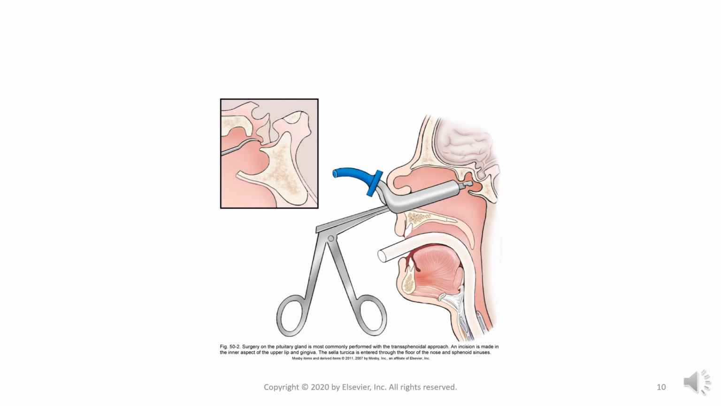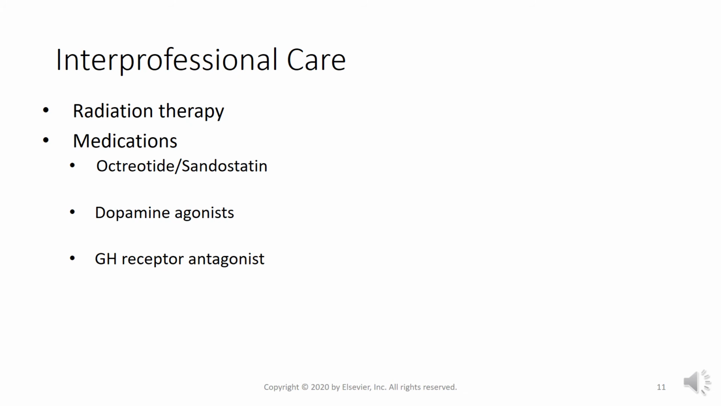This image is just showing you the transsphenoidal approach for the hypophysectomy, which is very common. If a client is not a surgical candidate, or the tumor is so large that they may want to shrink the tumor prior to surgery, radiation might be indicated, and that would be localized radiation to help minimize the damage to the surrounding tissue.